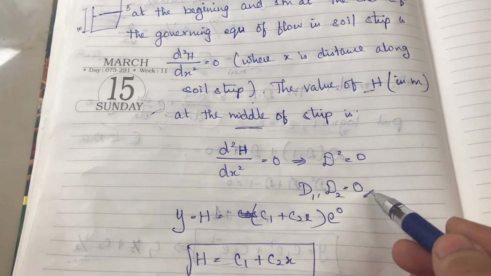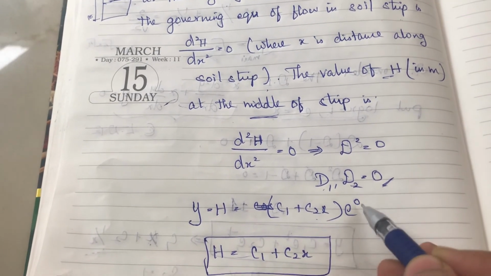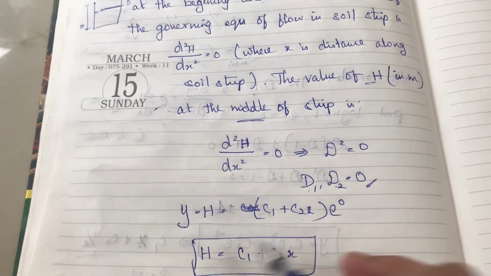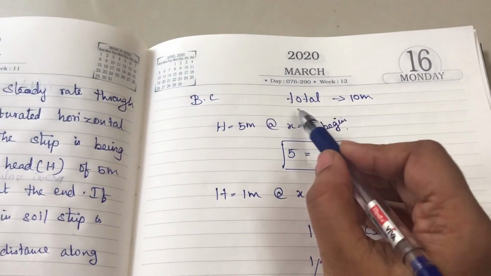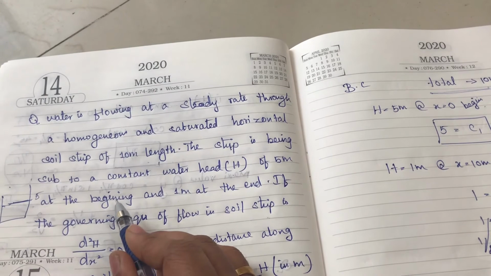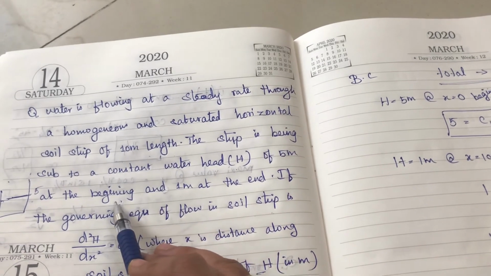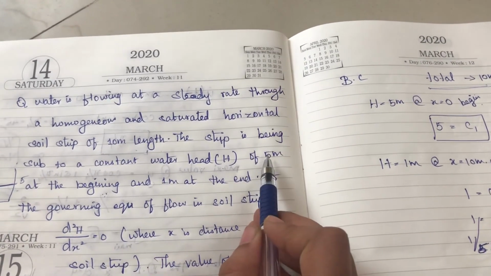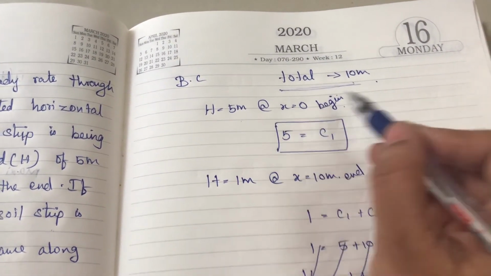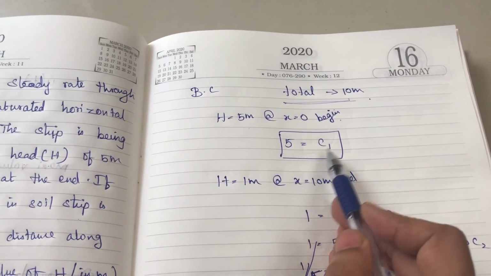You know this is 0. So, there are two roots. So, two constants C1 plus C2x which is equal to e power 0. Okay, yes. So, e power 0 is what? 1. So, I will get this equation. Here, what is the condition? They have given total is 10 meter. But they have given in the beginning like in the 0. So, it starts from 0, right. It starts from 0. So, if x is equal to 0 in the beginning means the head is what? 5 meter. So, h is 5 meter at x equal to 0. Just substitute these values in the h equation. You will get C1 as 5.